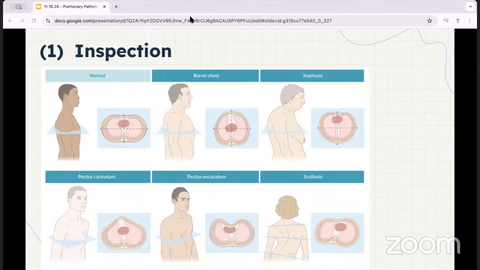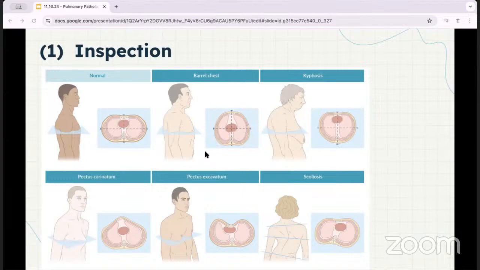And then there's scoliosis. Scoliosis is the sideways curvature of the spine, and that can cause uneven chest movement and also impair lung function, because sometimes the body wants to compensate for that curved spine. So that can cause an uneven chest shape.